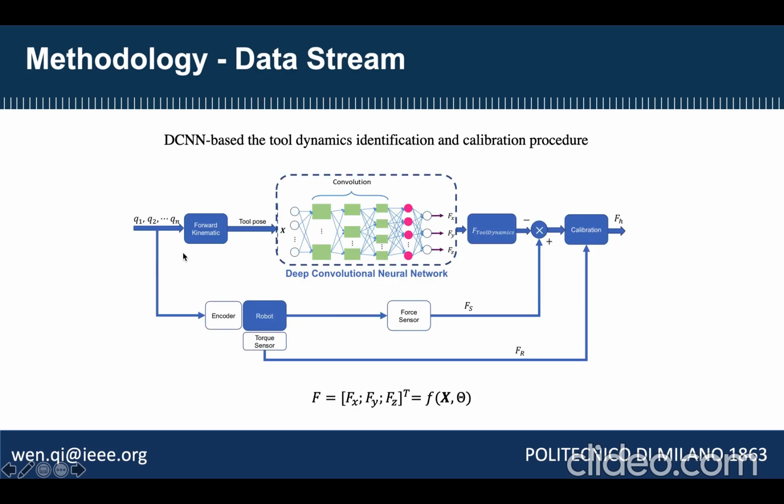This is the data stream of robot dynamic identification for bilateral teleoperation by adopting the designed DCNN model. It can be seen the output has 3 dimensions of forces.